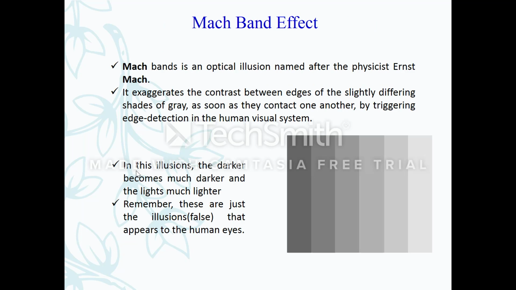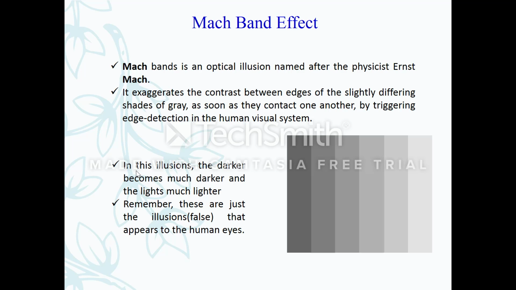Next is the Mach band effect. Mach band is an optical illusion named after the physicist Ernst Mach. What is the Mach band effect? The Mach band effect exaggerates the contrast between the edges of slightly differing shades of grey as soon as they come into contact with one another, by triggering edge detection in the human visual system. That is, the darker becomes much darker and the lighter becomes much lighter.